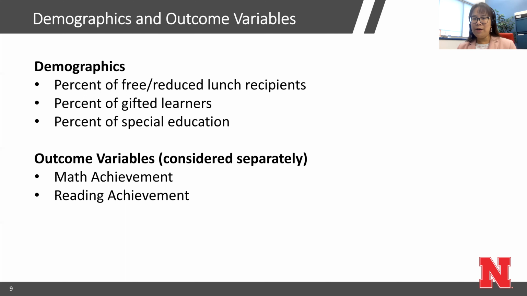On the outcome variable side, we had percentile scores from math achievement scores and reading achievement scores that were given to the students, typically at the end of the school year in April. And we received those also as a classroom aggregate.